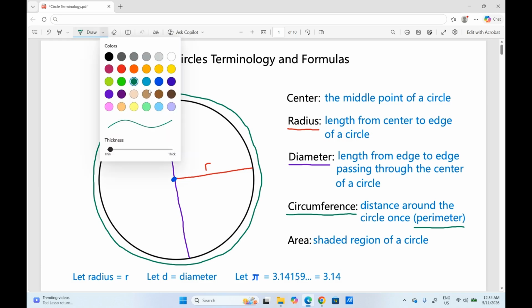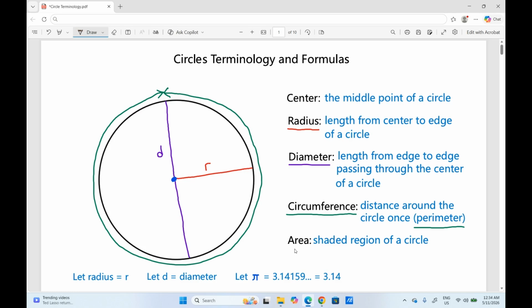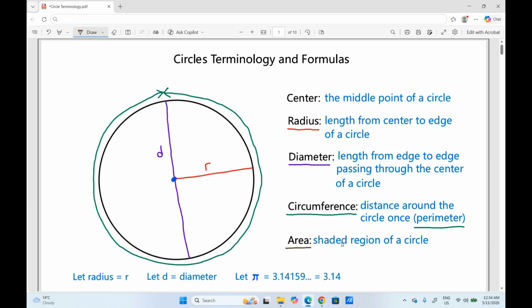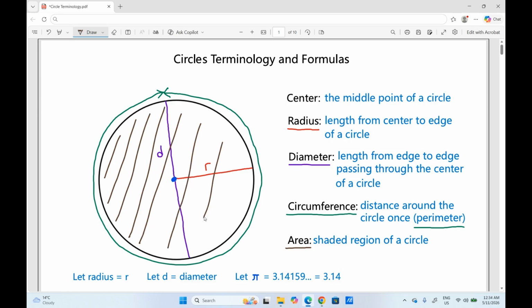Now, for area, which I'm going to underline with brown, is defined as the shaded region of a circle. So pretty much the area of a circle is just the entire circle shaded. That is the area of a circle. Just the entire region is shaded. Okay, now we can talk about some formulas.